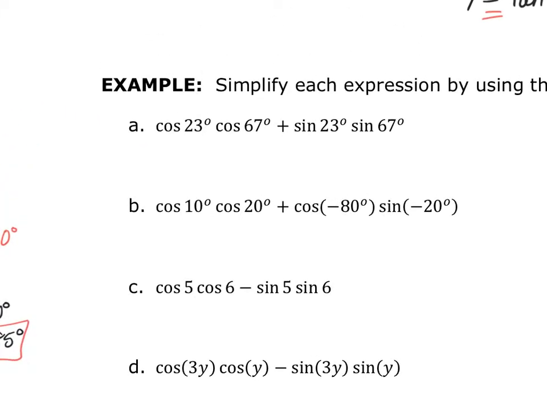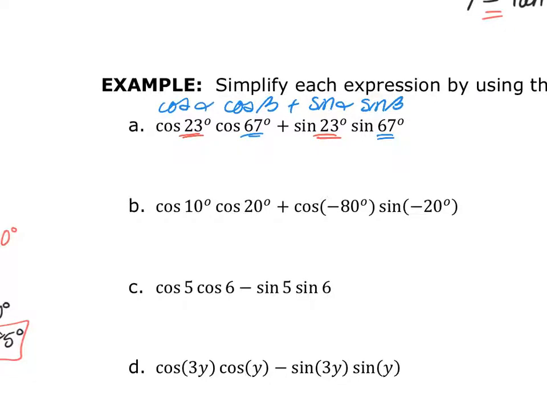But do you see cosine, cosine, sine, sine? So it's probably the sum or difference of cosine. Then you ask yourself, does this angle match this angle? Does this angle match this angle? If those two match, it looks like the cosine of alpha cosine beta plus the sine alpha sine beta. That's what it looks like because my angles match.